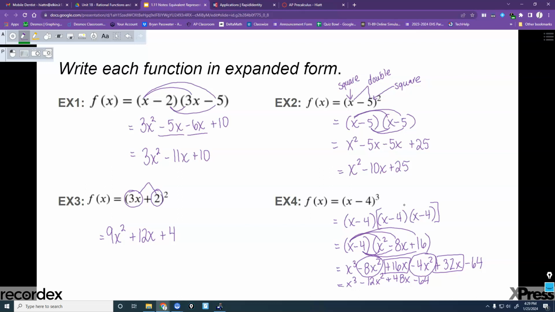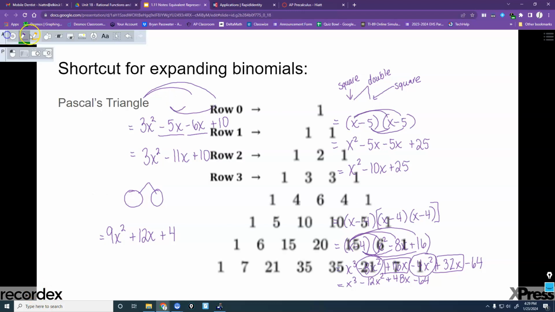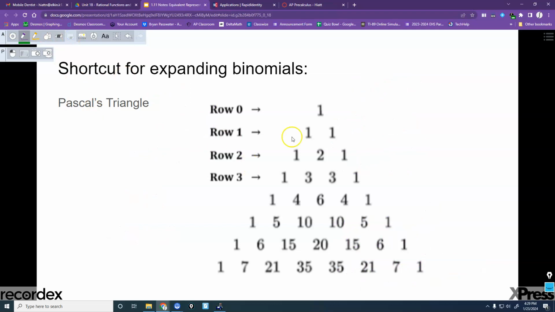Now, as you can see, that starts to take up a little bit of room. So if I wanted to raise something to the 4th or 5th or 6th power, that's really going to take a long time to do, and it's going to have a lot of room for error because you've got to do so many calculations that it's really easy to make a mistake. So I'm going to teach you guys a shortcut for expanding binomials here that will work on any of these, not just the square, double square problems.